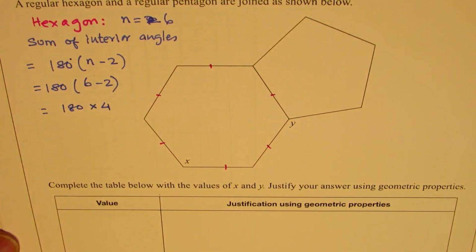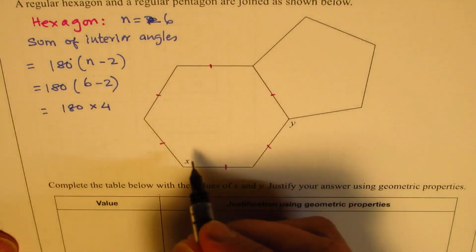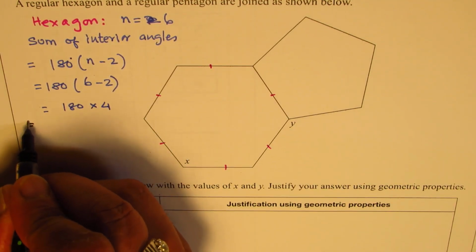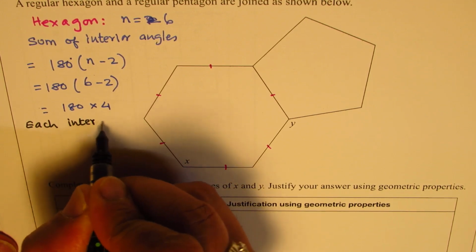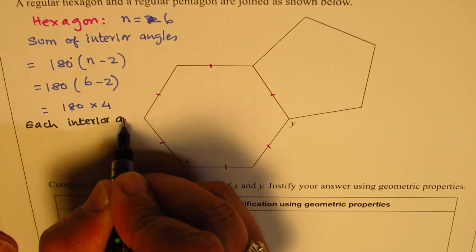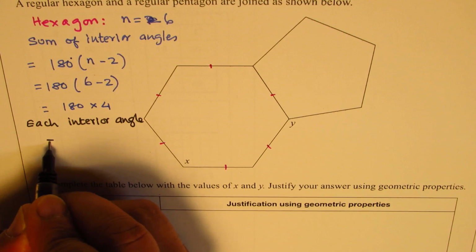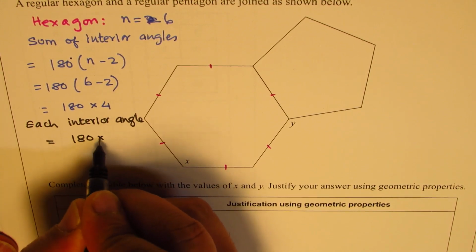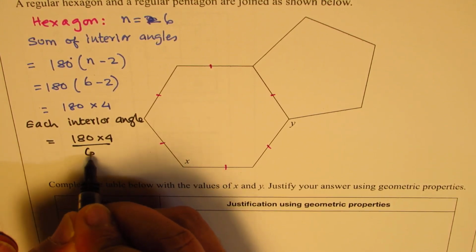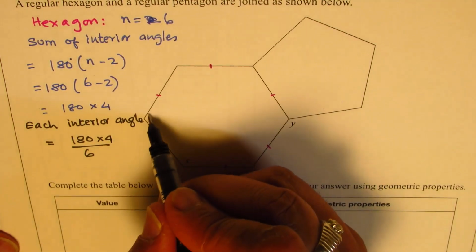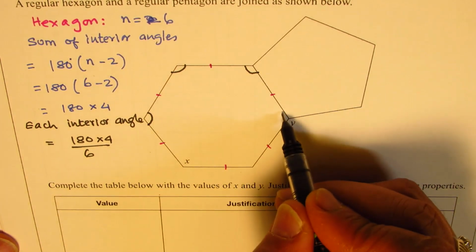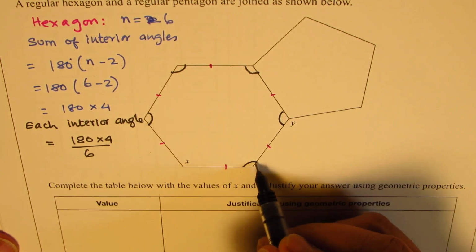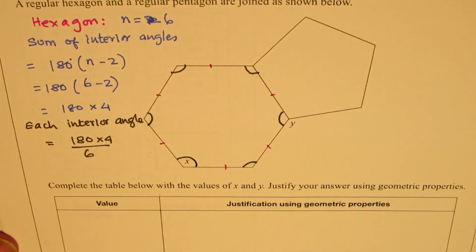So each angle is how much? We have 6 of these, right? So each interior angle will be equal to 180 times 4 divided by 6, correct? Since there are 6 of these, all are equal to x, clear?